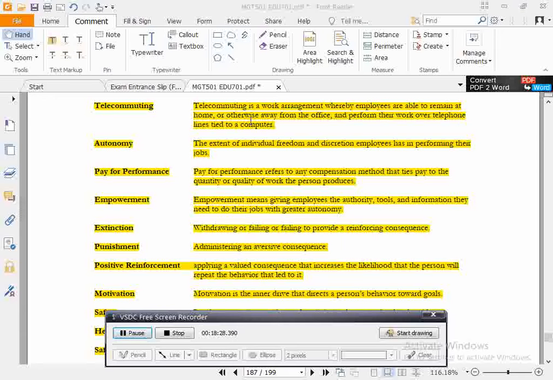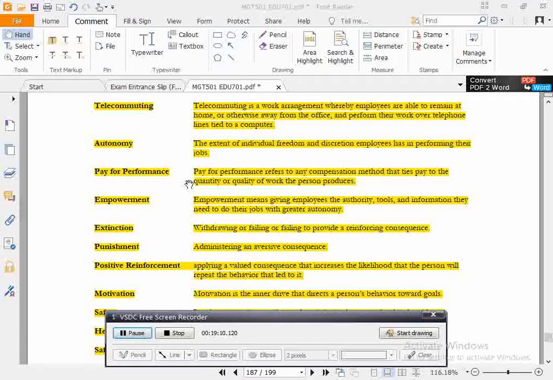Telecommuting is a work arrangement whereby employees are able to remain at home or otherwise away from the office and perform their work over telephone lines tied to a computer. Autonomy: the extent of individual freedom and discretion employees have in performing their jobs.